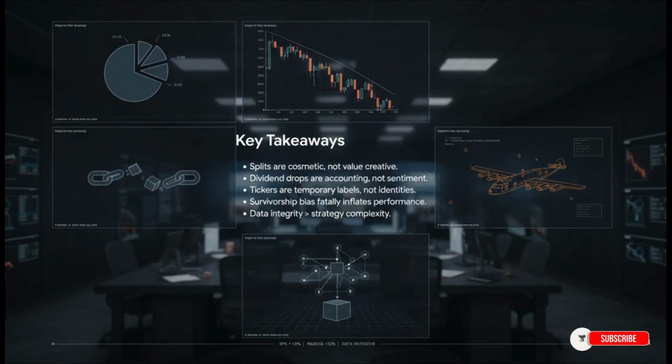So let's just quickly recap the big ideas. Splits are cosmetic, dividend drops are purely mechanical, tickers are unreliable nicknames, survivorship bias will flat out lie to you about the past, and maybe the most important thing of all, the complex, brilliant modeling in the world is totally worthless if it's built on a foundation of bad data.